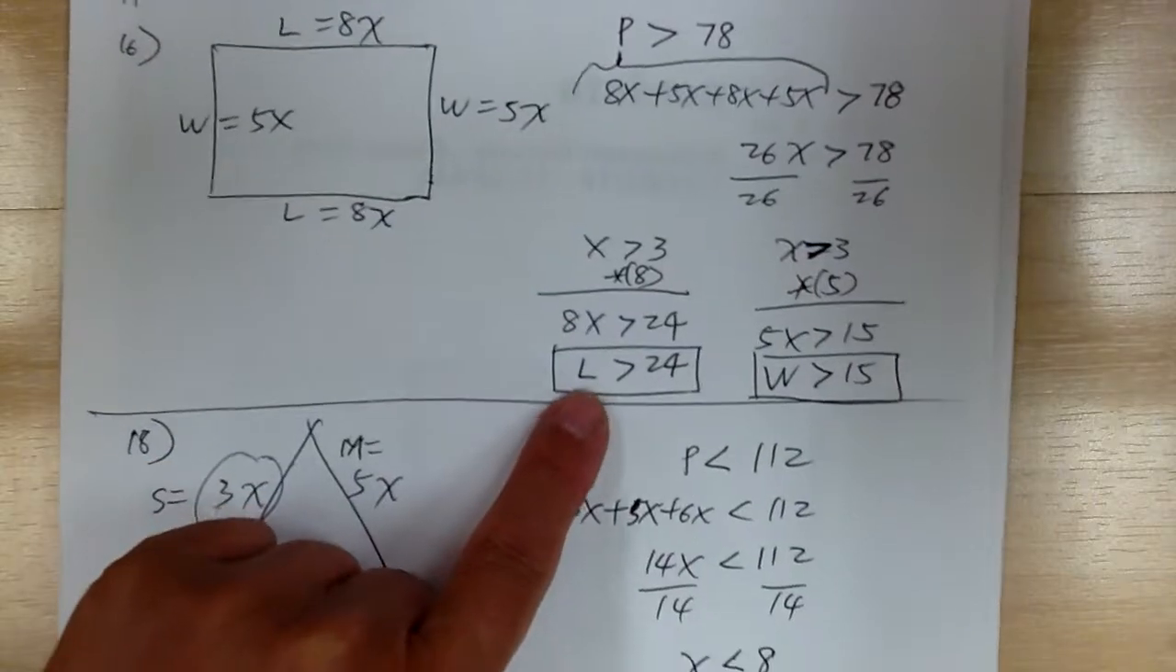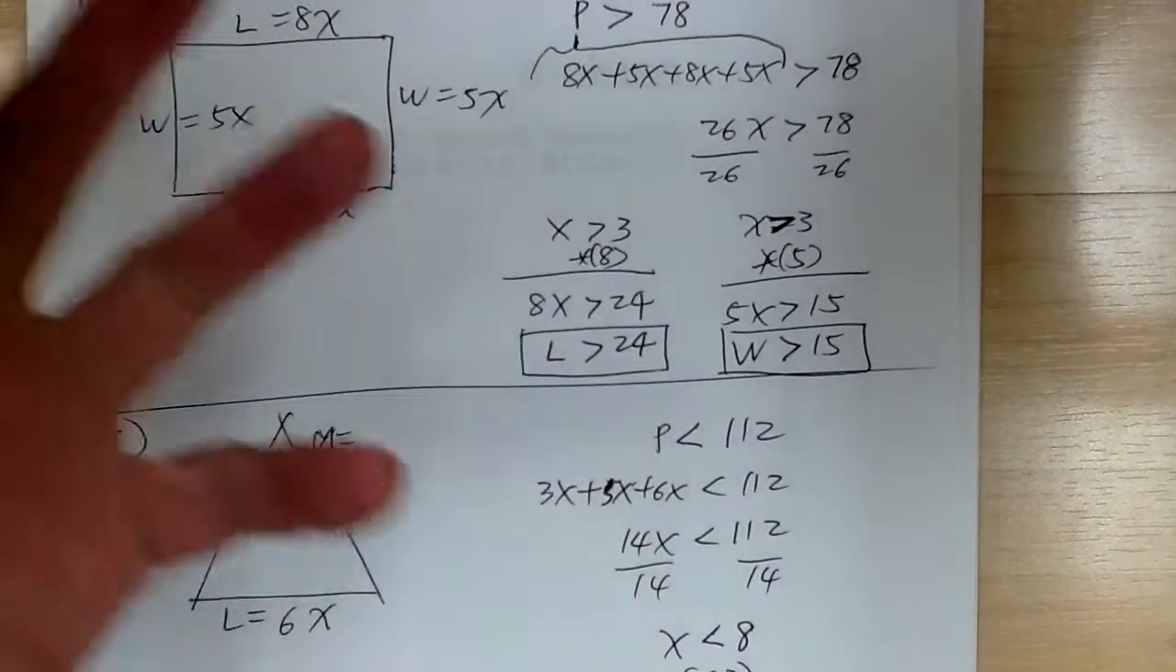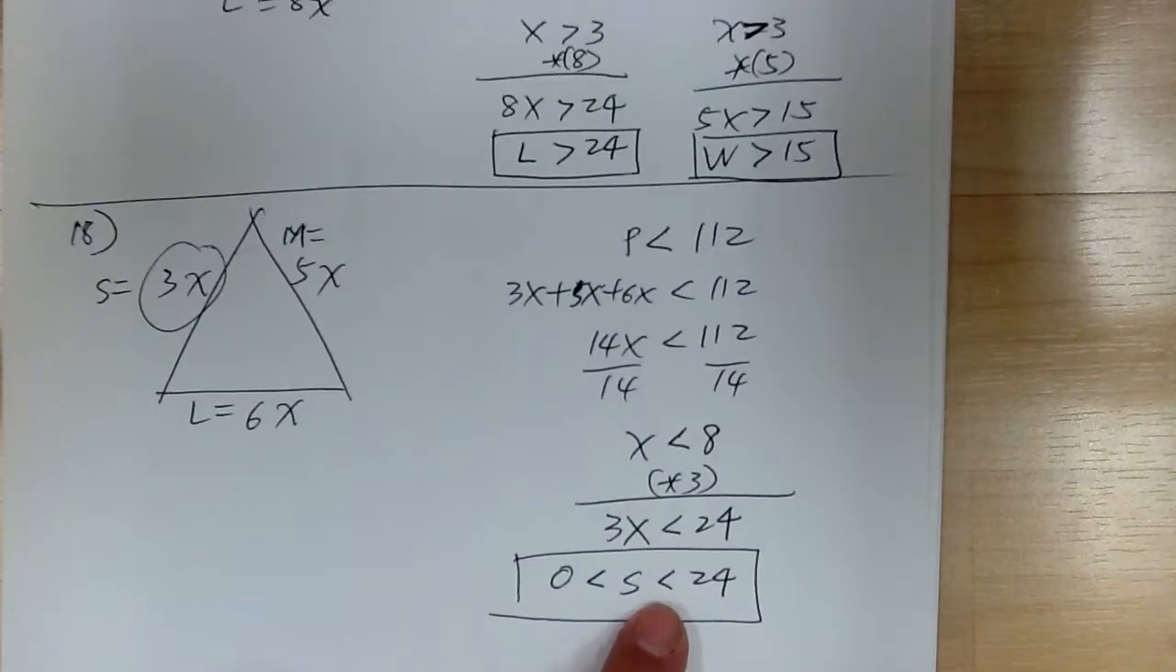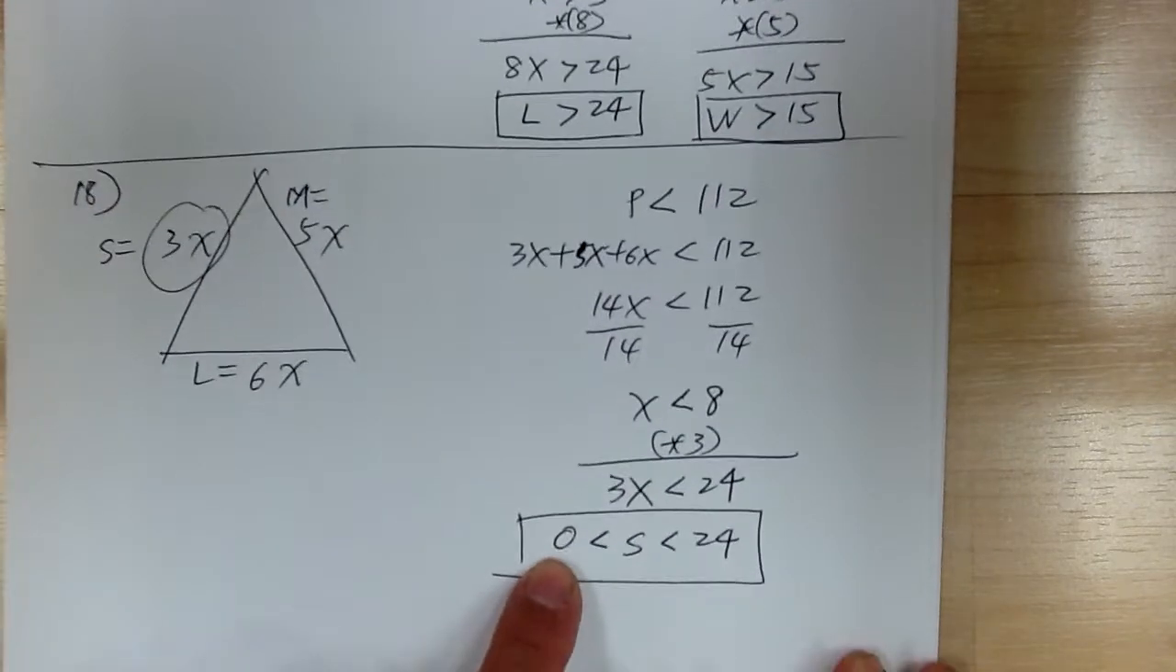Now you don't have to do it over here, because if it's greater than 24, then obviously it's not going to be negative. So you don't have to do that over here. But when it's less than, you have to watch out to make sure it's not negative.